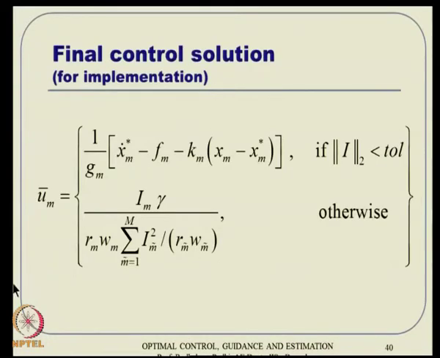Alright, so in implementation sense, this is something like this. If the norm of I is greater than some tolerance value, then use this, but if it is less than some tolerance value, shift to this, and this shifting does not happen in a smooth way really. Okay. So you have to take a call on this tolerance number, what you want to put there actually.